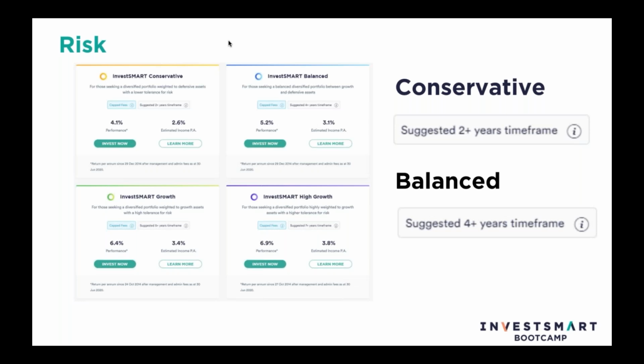So for me, if my time frame is 3 years, I probably shouldn't be looking at the balanced one because it's suggesting to me I should have it in there for at least 4 years to balance out any of the ups and downs.